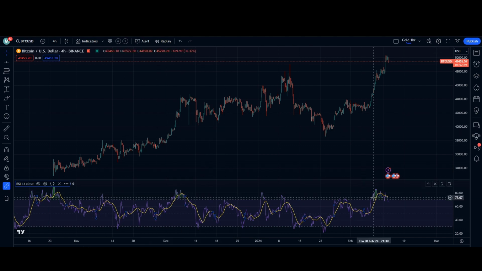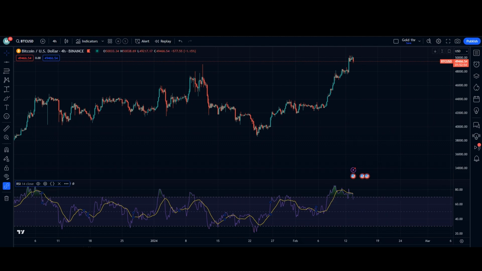So for the 4 hour Bitcoin right now, if you remove that, you would see the RSI here in this mark, which is at 66 at the moment. But yesterday, on Friday, it was at almost 90, or 85 or something.